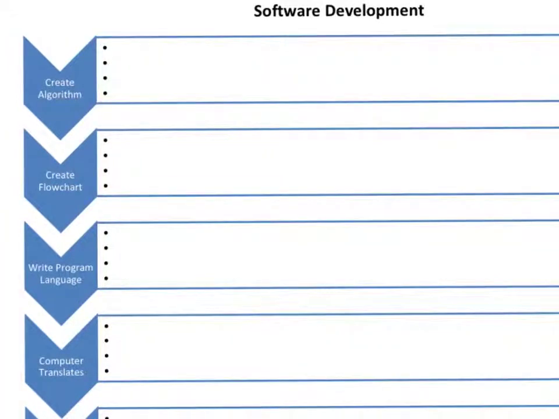Does anybody remember what an algorithm is? Say it out loud. Step by step. Right, so it's step-by-step instructions, and they are a set of rules, okay?